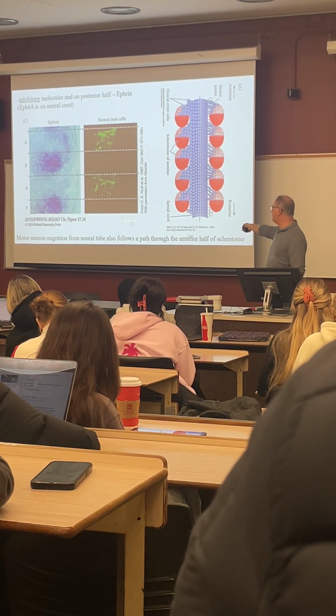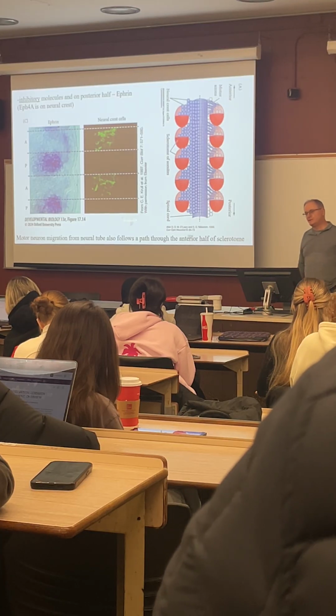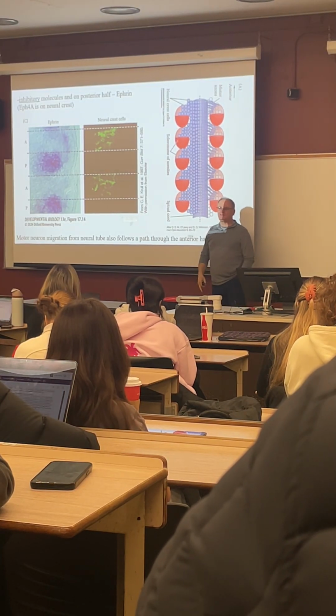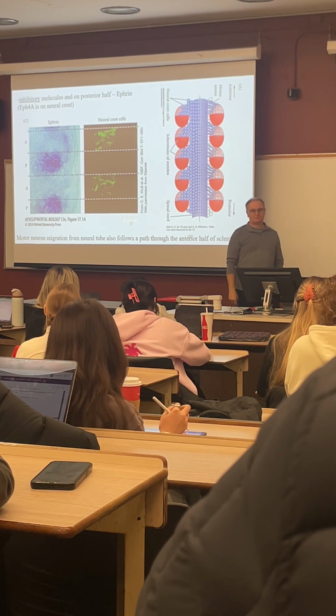Why? Because the anterior half of the somite has permissive molecules such as fibronectin, and as importantly, the posterior half has ephrin, which is repulsive.